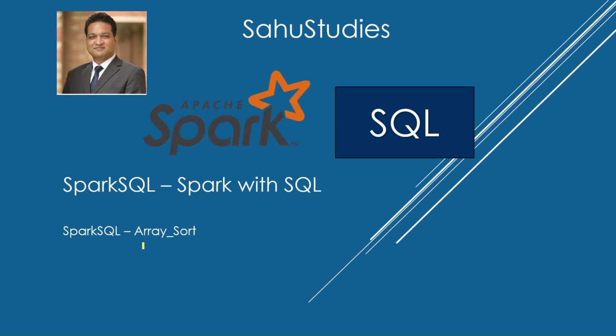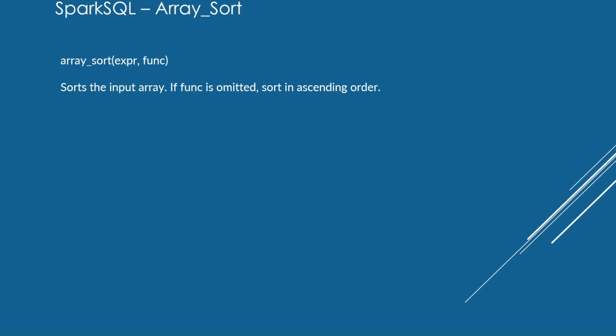In this video, we are going to discuss the array sort function in Spark SQL. The array sort function sorts the input array. When there is a requirement that we have a very big array and we want to sort it in a specific format or in a specific order, we can do it with the help of the array sort function. This is the signature of the function.